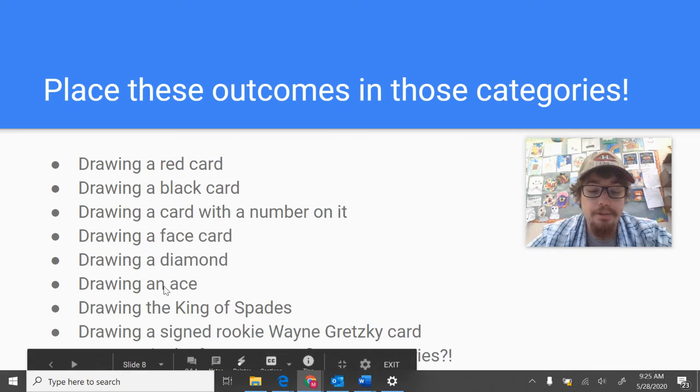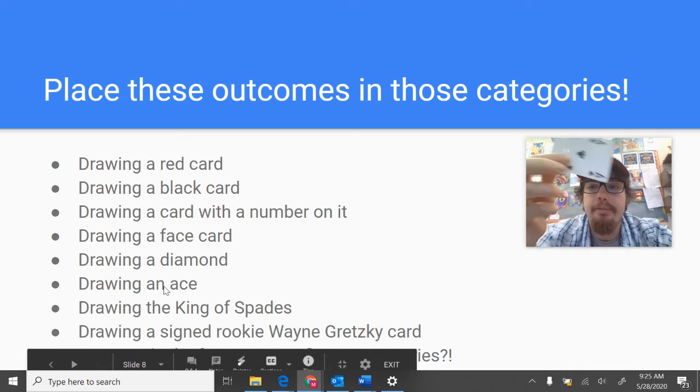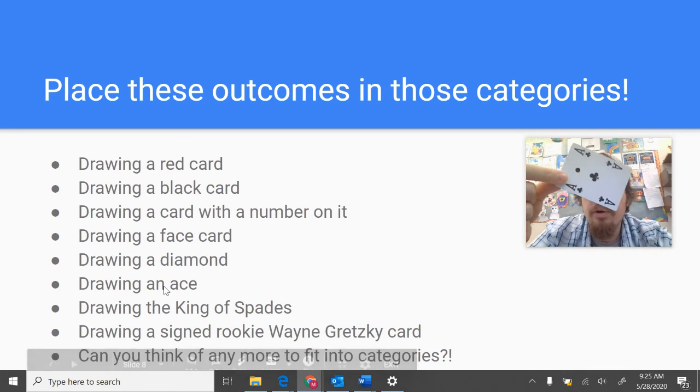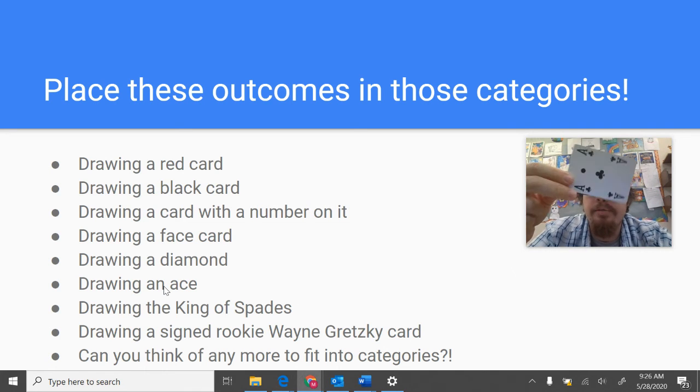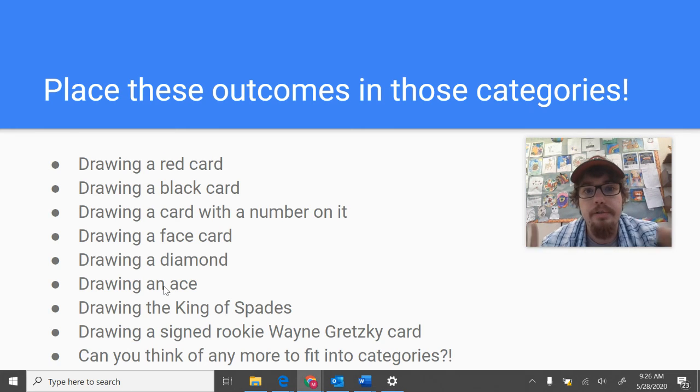Drawing an ace. Ace is this one. Remember what I said, there are 4 of every card in the deck, 1 for each suit. So you have 4 aces. So 4 out of the whole deck of 52. Do you think that is likely, unlikely, very unlikely, or impossible to draw an ace?